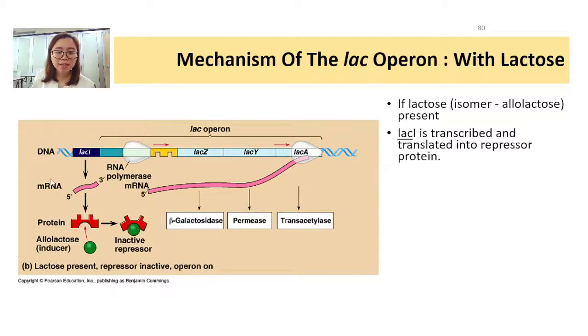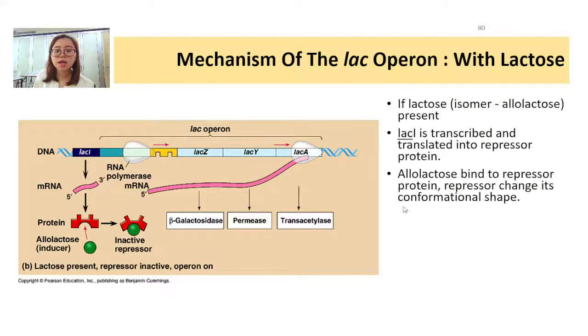Pada masa yang sama, LAC-I masih kena transcribe. LAC-I is transcribed and translated into repressor protein. Okay, dia kena transcribe mRNA, hasilkan repressor protein. Because now our environment has lactose and allolactose, the allolactose will bind to the repressor protein. The repressor protein will change its conformational shape. Okay, dia akan melekat di sini dan bentuk repressor protein itu terus berubah.